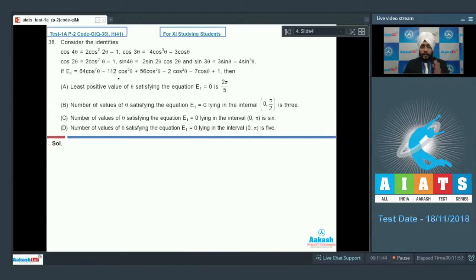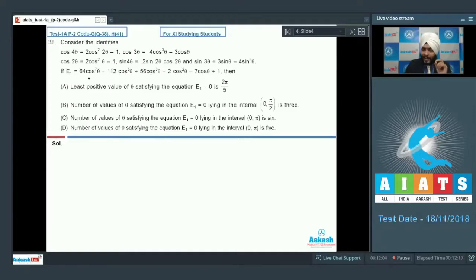Question number 38. Consider the identities: cos 4 theta equal to 2 cos square 2 theta minus 1, pretty normal. Cos 3 theta is 4 cos cube theta minus 3 cos theta. Again, we know the formula. Cos 2 theta, we know the formula. Sin 4 theta, we know the formula. Sin 3 theta, we know the formula. The expansion of E1, that is what we don't know.